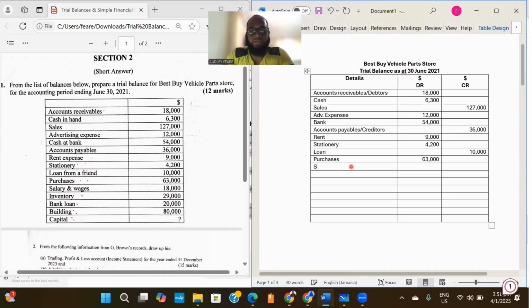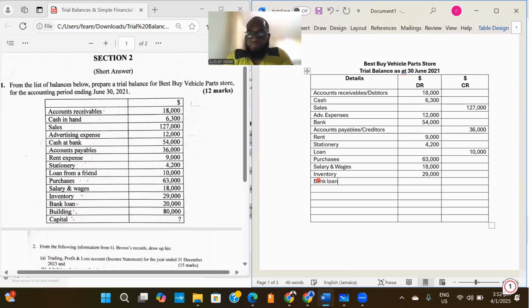We have salary and wages, $18,000. Those are also expenses. We have inventory. It's an asset. And this is normally the closing stock. It's always used as the closing stock. There can be times you will see they give you a list, but you have to always look to see the date. But this inventory here is, of course, the closing stock. $29,000 for inventory. It's an asset, so we debit.